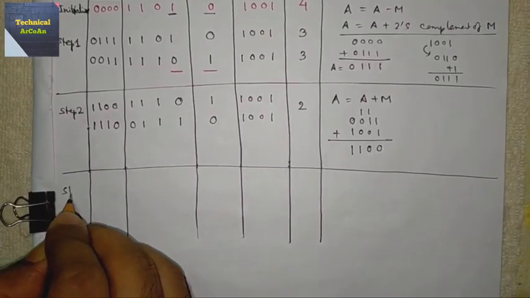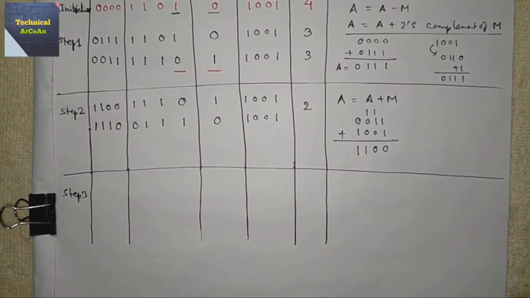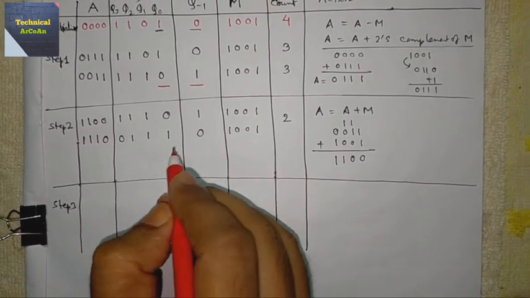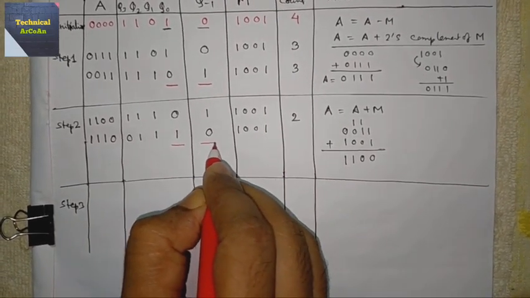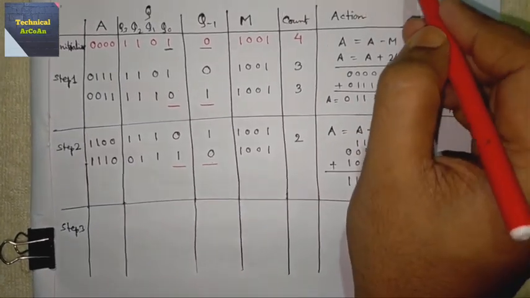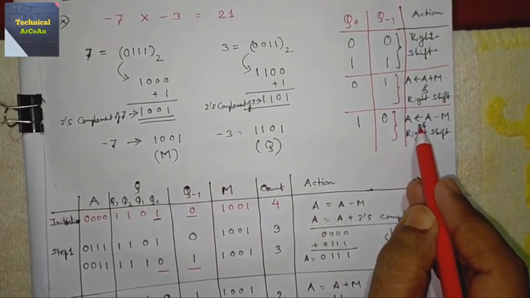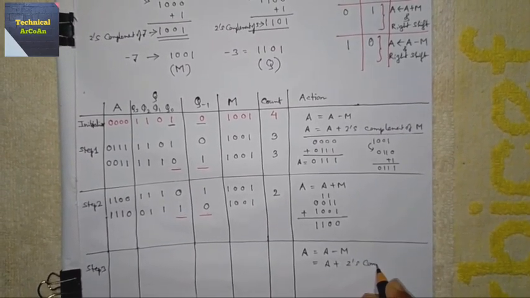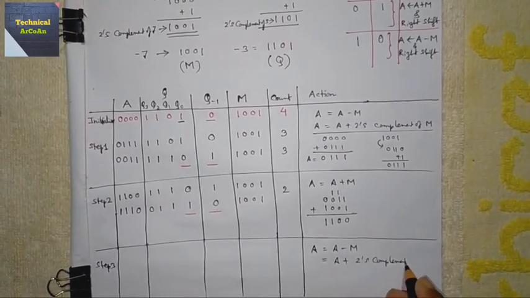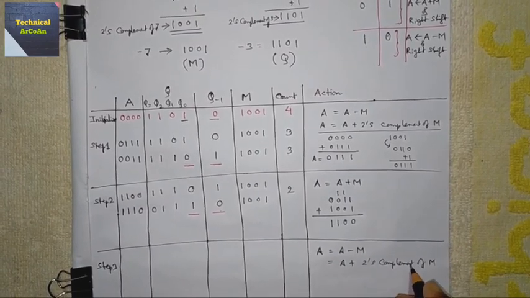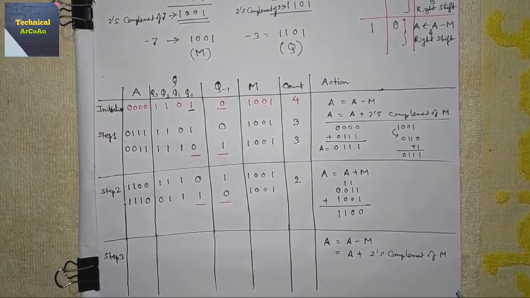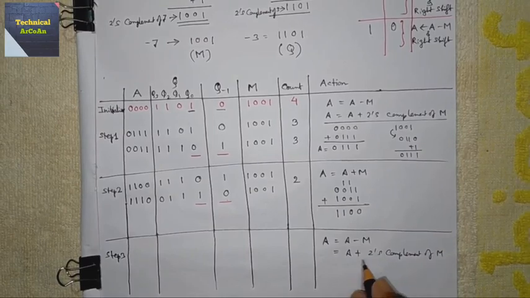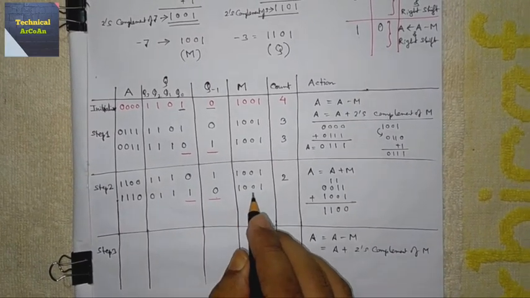Okay, step 3, right? Now we check again. What do we check? Q0 and Q minus 1. What is the value? 1 0. So what is the action? So again we can write A plus 2's complement of M. Why? Because we know a negative number will be stored in 2's complement. Okay, so what will be your M? Your M will be 1 0 0 1.